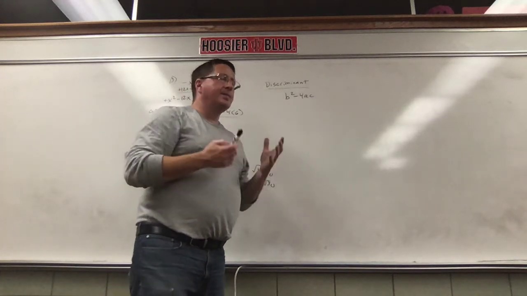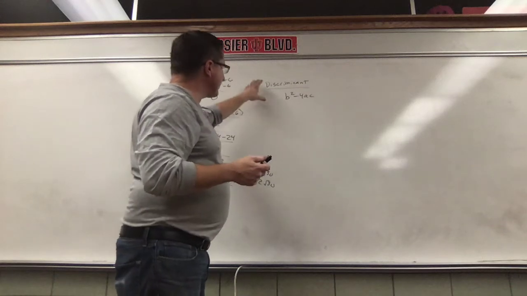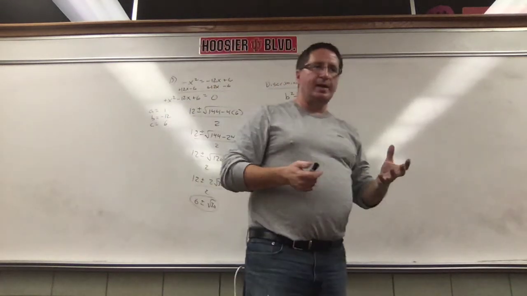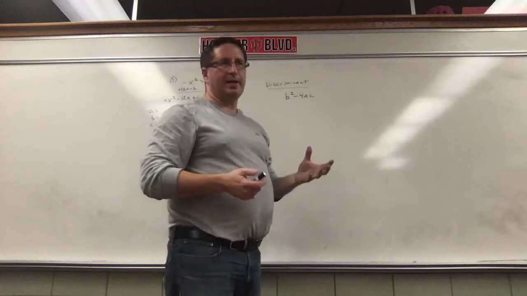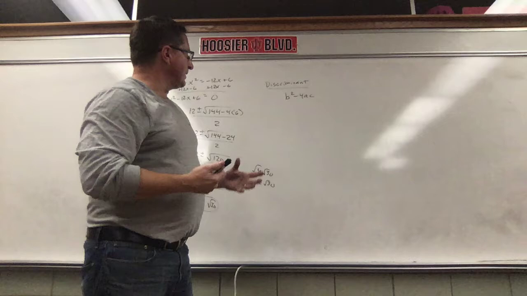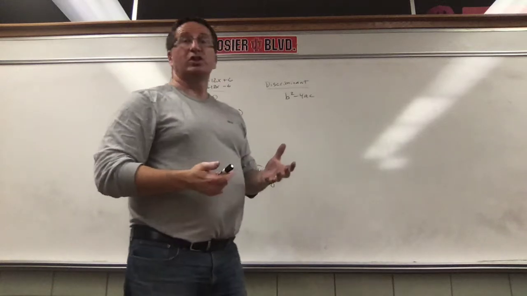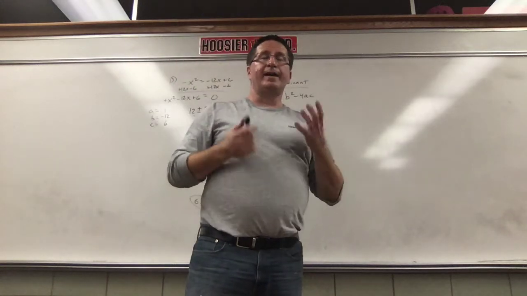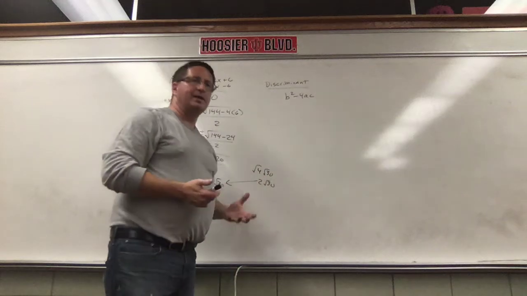Okay? All right. Then, the next thing we need to talk about is something called the discriminant. Not discriminate, discriminant. Not like if you hate somebody because of the way they look or the nationality or something like that. Discriminant is b squared minus 4ac, which should look familiar. That is the part of the quadratic formula inside the radical.